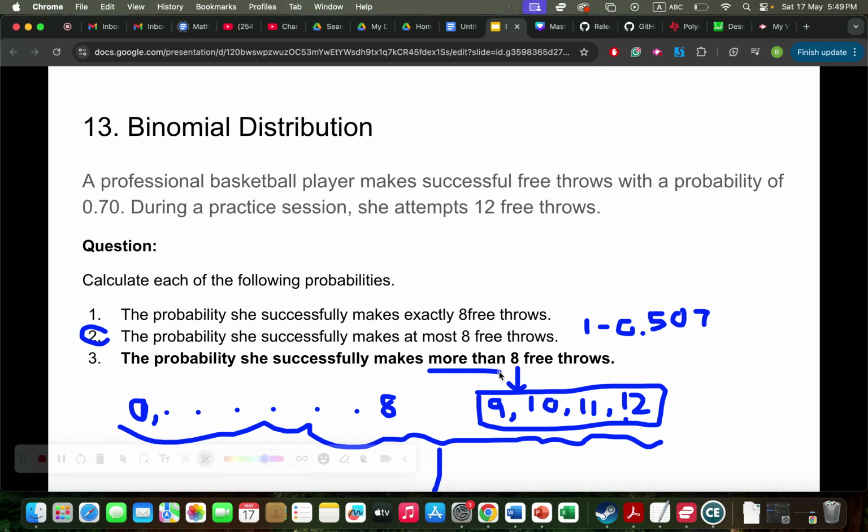Okay, one option is you can do the binomial PDF 4 times for 9, 10, 11, and 12. Another option is, if you have done part 2, you could just take 1 and subtract the probability of making 0 to 8 throws. That's going to give me the probability of having 9, 10, 11, and 12 throws. So you have to do 1 extra step in order to get part 3. Please bear this in mind when you do the binomial distribution.